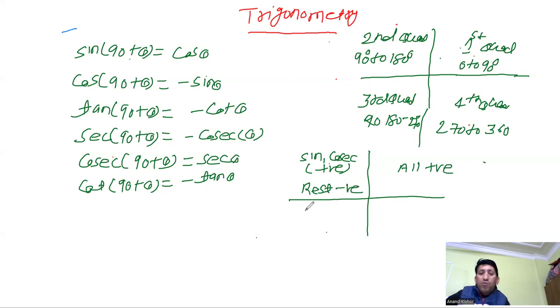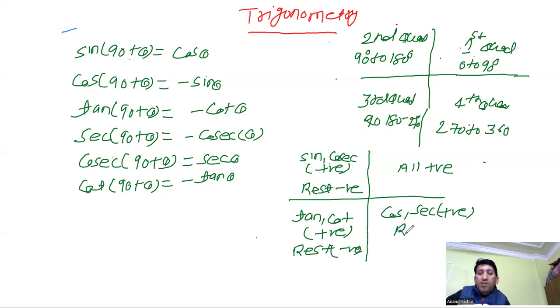In the third quadrant, tan and cot are positive, and the rest negative. Rest means sine, cosec, sec, cos, all negative. And in the fourth quadrant, cos and sec are positive, and the rest negative. And one more thing, whenever angle 90 is there and also 270, we will prove it later, but right now we have to remember that in 90 degrees and 270 degrees the trigonometrical ratio will be changed. So I'm writing here in the note.